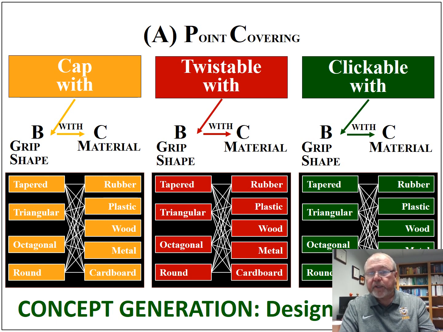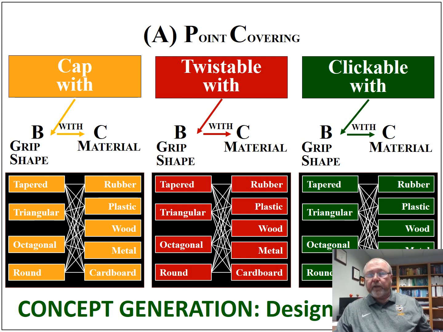So what you would have is that every way of covering the point, combined with a selection for the grip shape and a selection for the material, forms a single concept. Here we had three ways to cover the point, four different grip shapes, and five different materials. We would have 3 times 4 times 5, which is 60 different product concepts. And you can see what all of those are here.